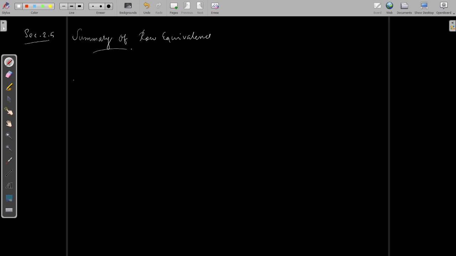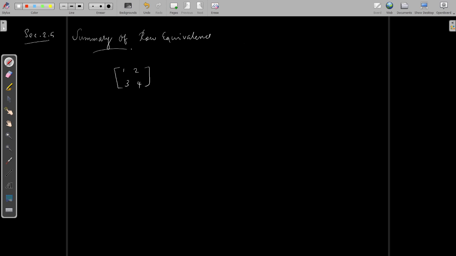Today we discuss section 2.5, the summary of row equivalence. So to start this section, we need to revise the equivalent matrices. Suppose we have a matrix 1, 2, 3, 4, and we know there are three elementary row operations.